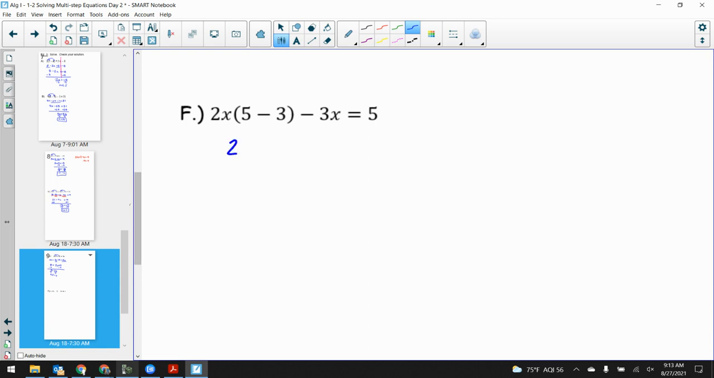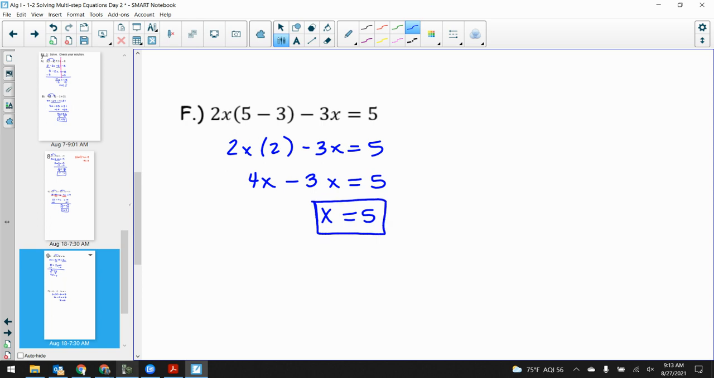Done. So we have 2x and then a 2. Minus 3x is 5. So 2x times 2 is 4x. Minus 3x is 5. Well, what is 4x minus 3x? 1x. Do I need to divide by 1 over to the other side? No. I don't need to do that. I'm just going to make that part of my box. There we go. Remember, 1x is just x.